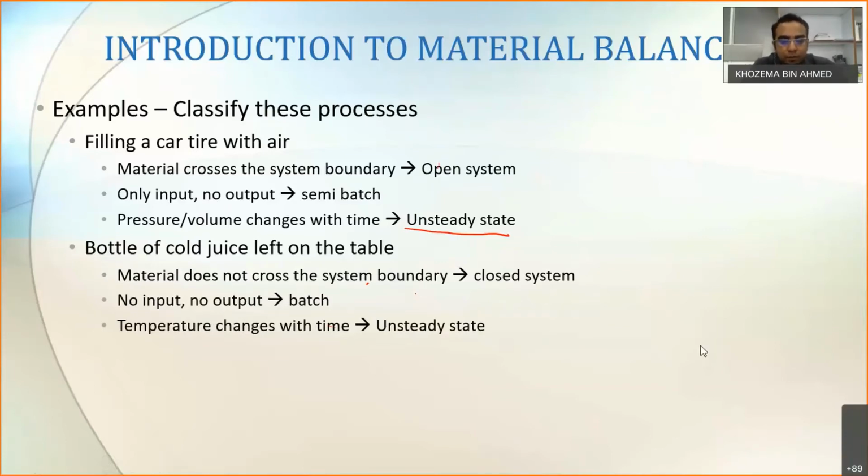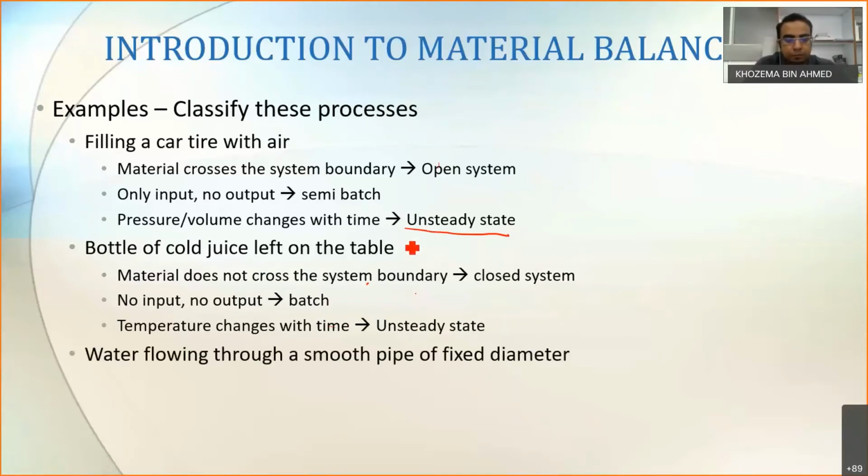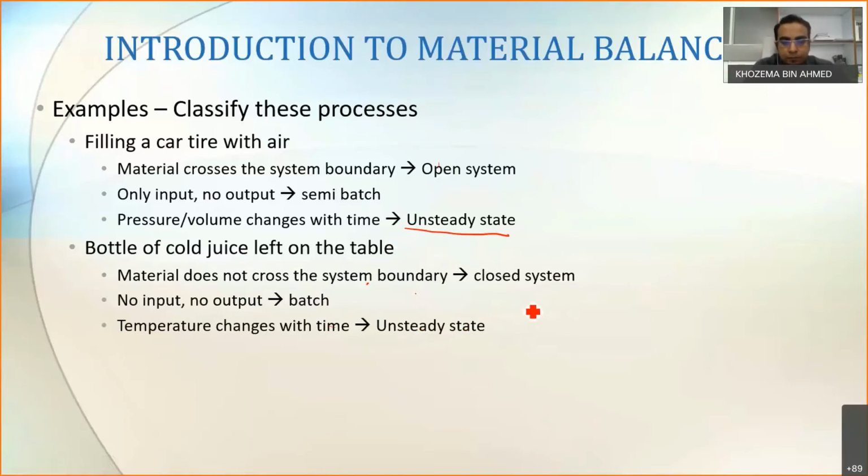Let's say you have a bottle. Let's say this is your bottle. No input. If it's a closed system, there is no input and no output, because I'm just saying that the bottle of cold juice is left on the table. So I just put this one on the table. There's nothing coming in, nothing going out. So it's a closed system, right? Because no input, no output.